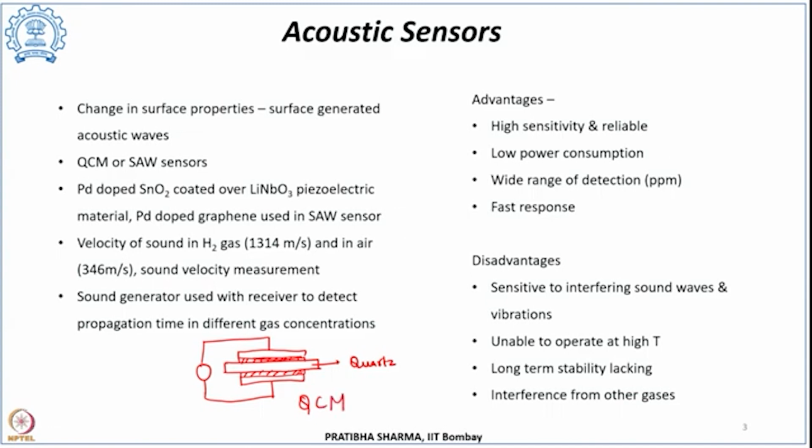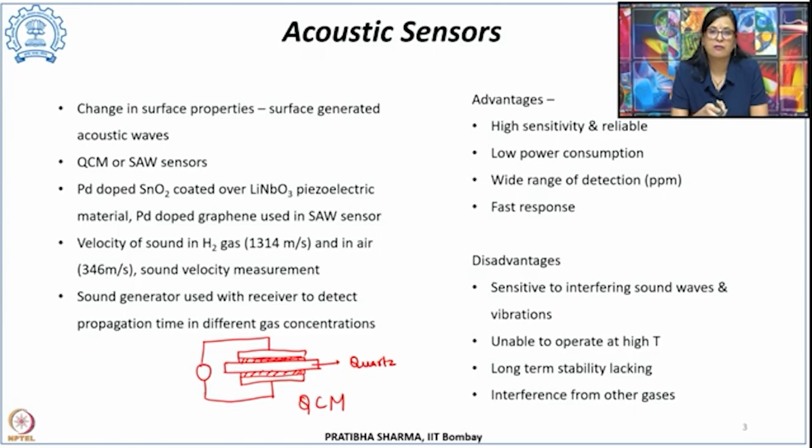Now in this type of device, when there is hydrogen or any gas accumulation onto the surface, say for example if this is a hydrogen sensitive material, hydrogen gas gets adsorbed, then there is a change in the resonance frequency, and that change in the resonance frequency can be used to detect the hydrogen concentration. Or there could be even the surface acoustic wave sensors.